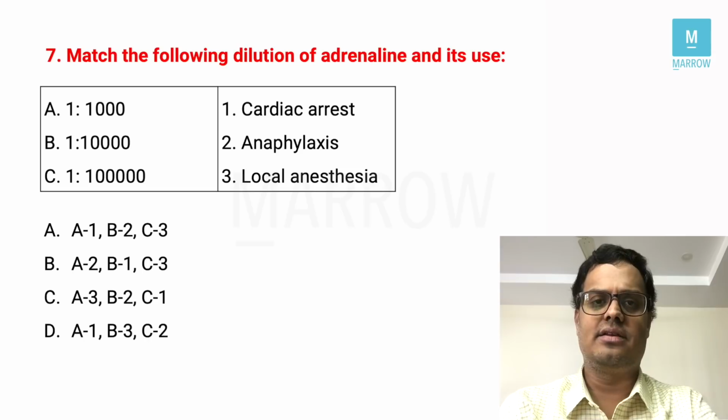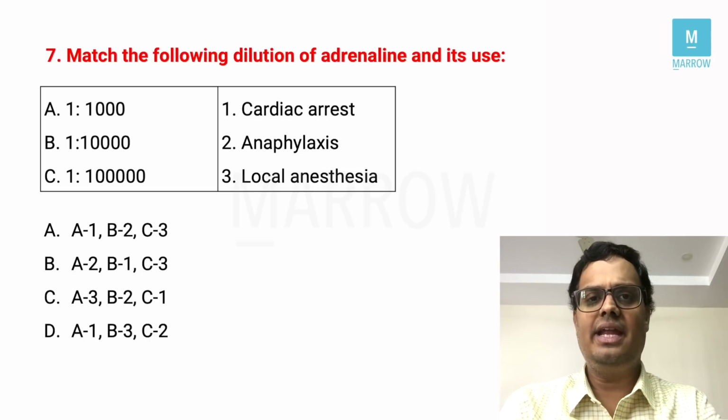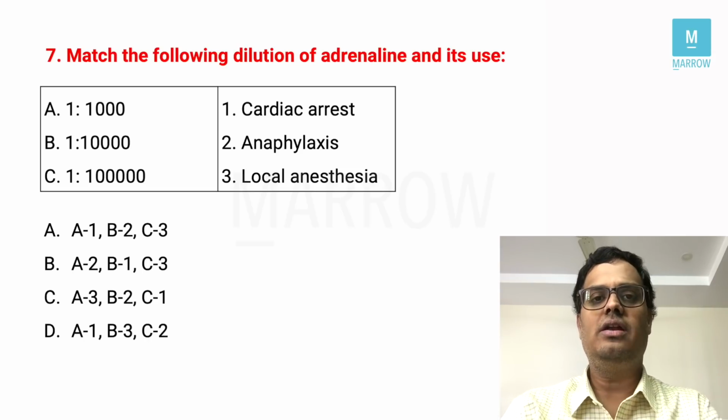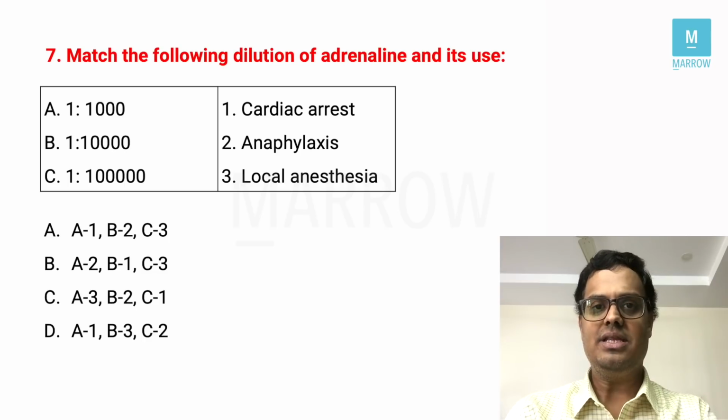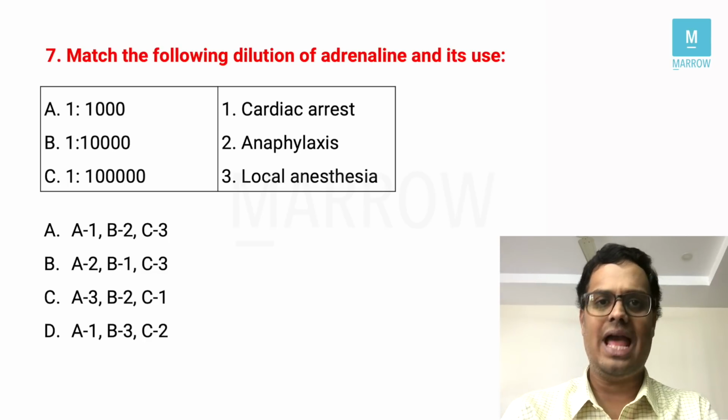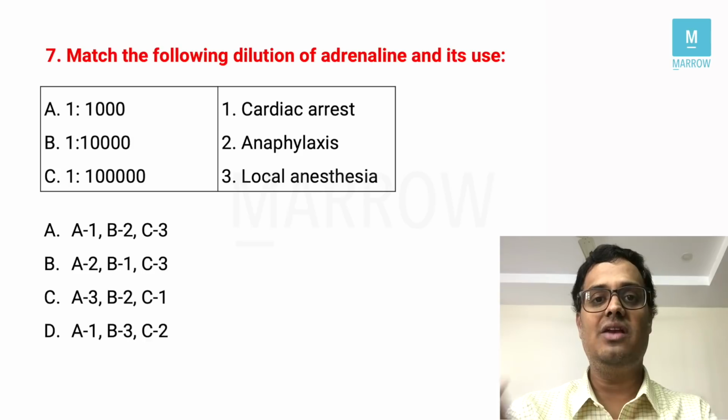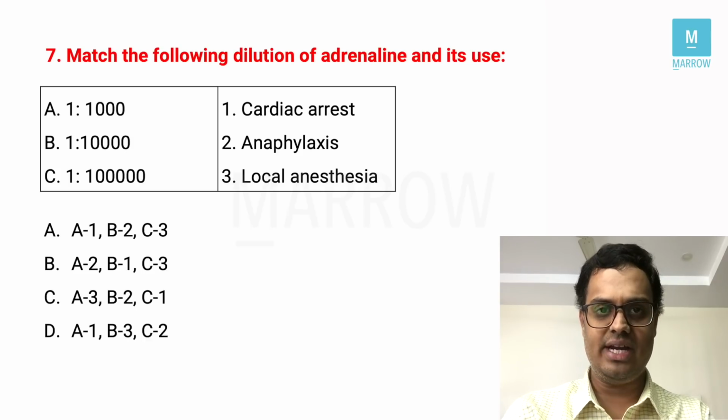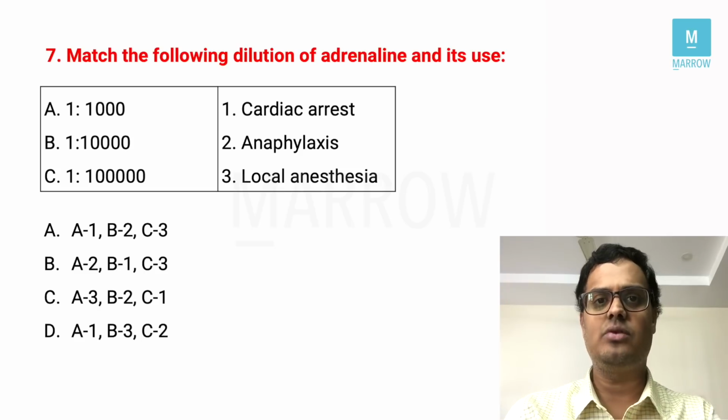So for cardiac arrest, already I have told you many times in the video also, that adrenaline is present in the form of a small ampule which contains 1 ml of adrenaline bitartrate, which is equivalent to 1 milligram of adrenaline, that has a dilution or concentration of 1:1000.